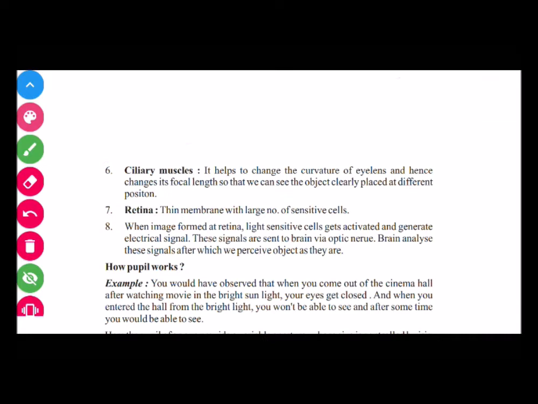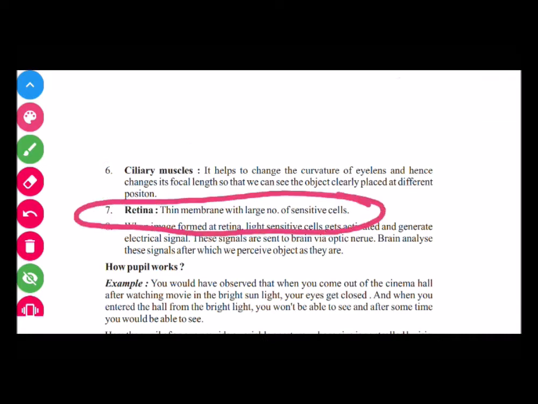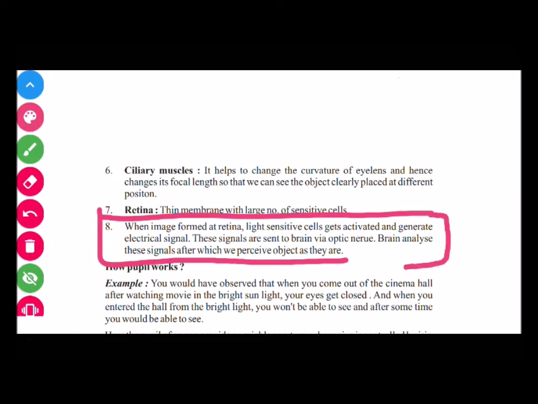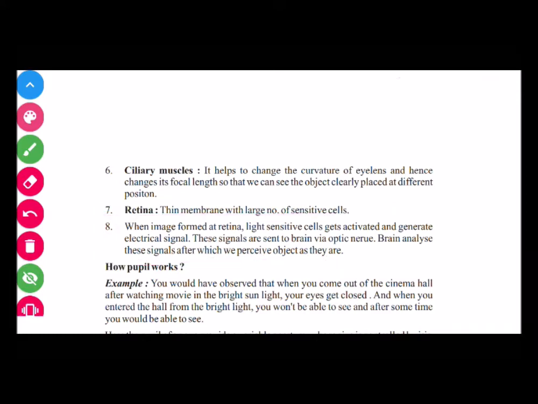Okay. Now, retina is actually a thin membrane with a large number of light-sensitive cells. When image is formed at the retina, light-sensitive cells get activated and generate electrical signals. These signals are sent to brain via the optic nerve. Ready? Brain analyzes these signals and the perception of vision occurs. So, this is the first topic for you to learn. Are you ready? So, tell me about human eye.